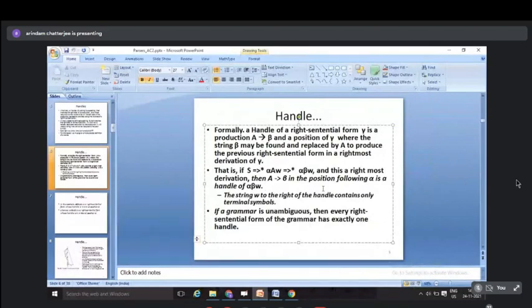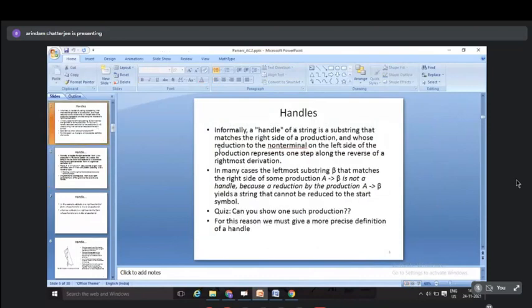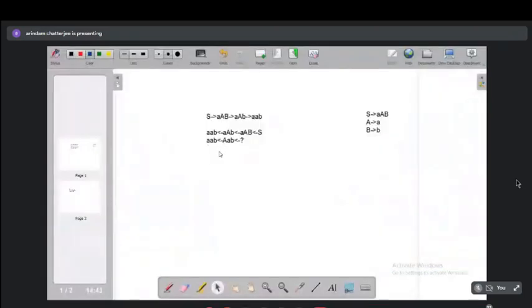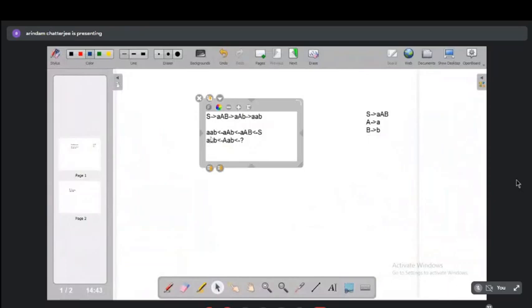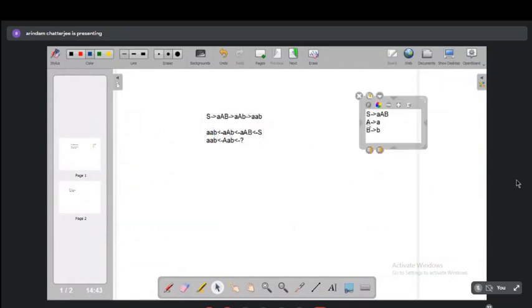Sir, on the second part, please go to the previous slide. It is saying the reduction to the non-terminal on the left side of the production. Yes, this part I can understand. As I said, here you are choosing this small a as the substring, that's the handle, and you are reducing it to capital A. Capital A is basically the left-hand side of a production rule.